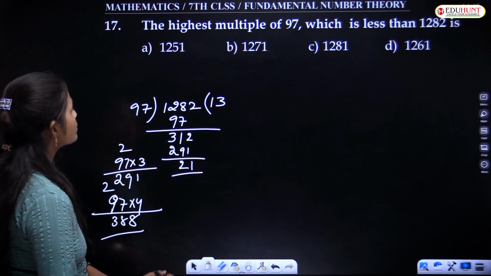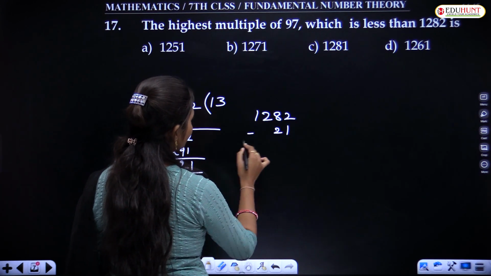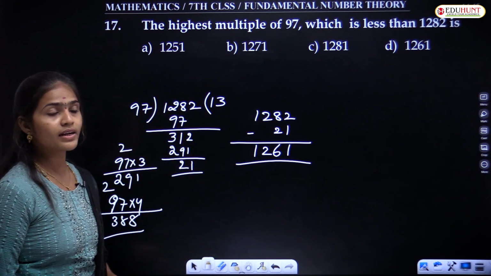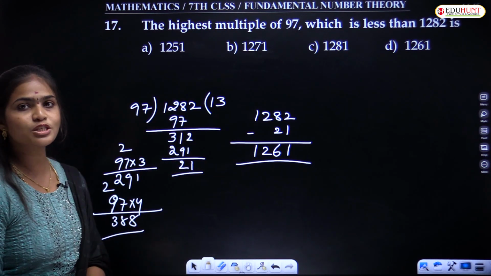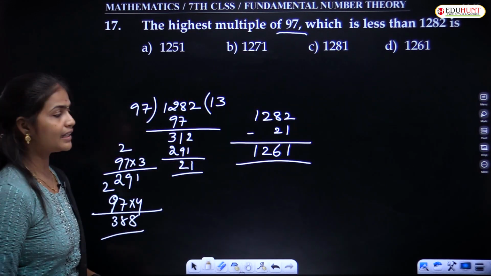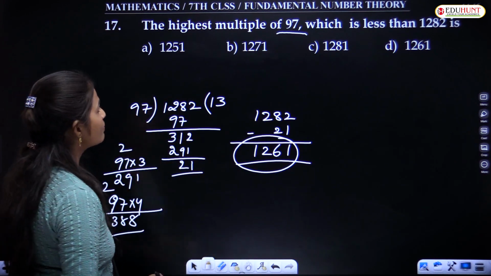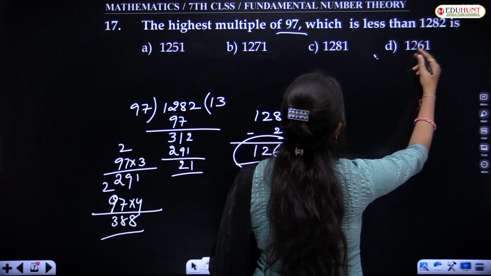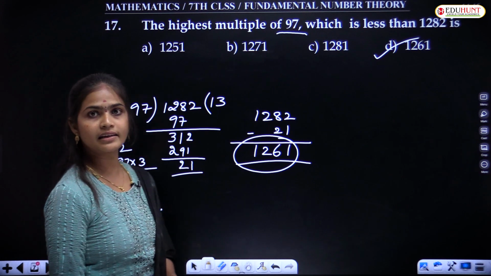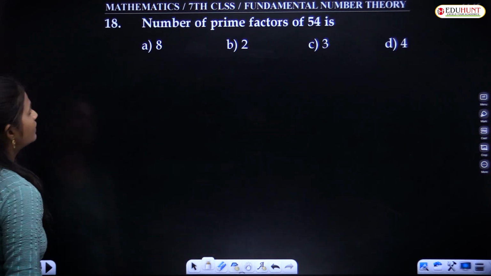Okay, so here 1282 minus 21 gives 1261. So what is the highest multiple of 97 which is less than 1282? 1261 is the greatest multiple of 97. Okay, so which option is correct here? Option D is correct. Okay, let us see the next one.